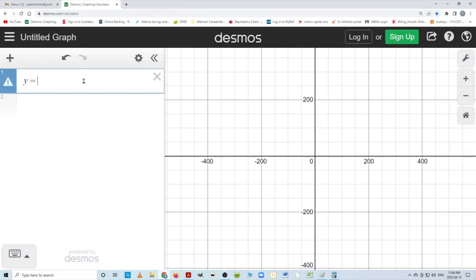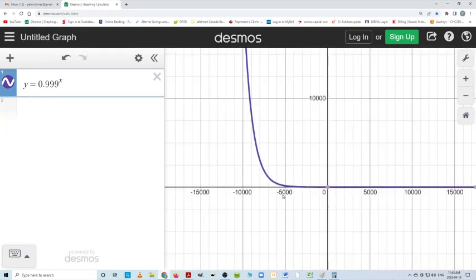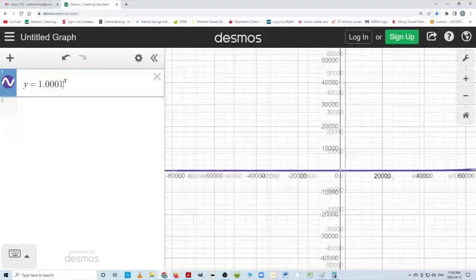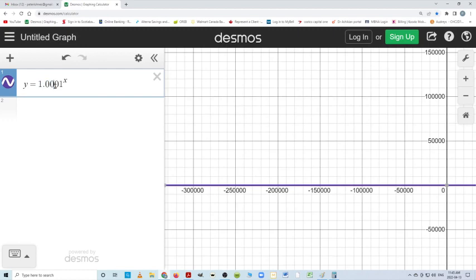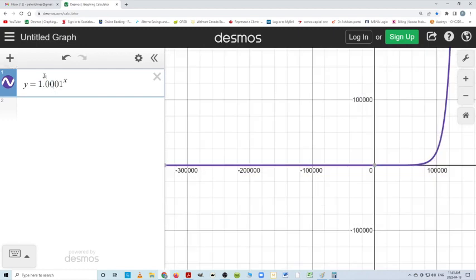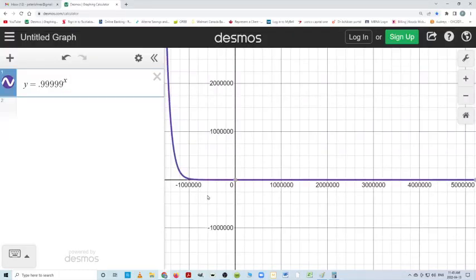So here's just slightly below 1. Doesn't look like a decay curve until we zoom out. Sure enough, it is. And here's slightly above 1. Doesn't look like a growth curve, does it? Until we zoom out. That's because it's so small and increasing. But anything above 1, growth curve. Anything below 1, decay curve. You just might have to zoom out to see it.